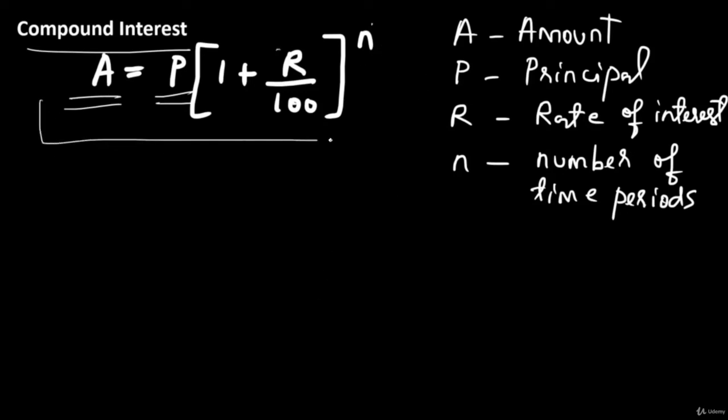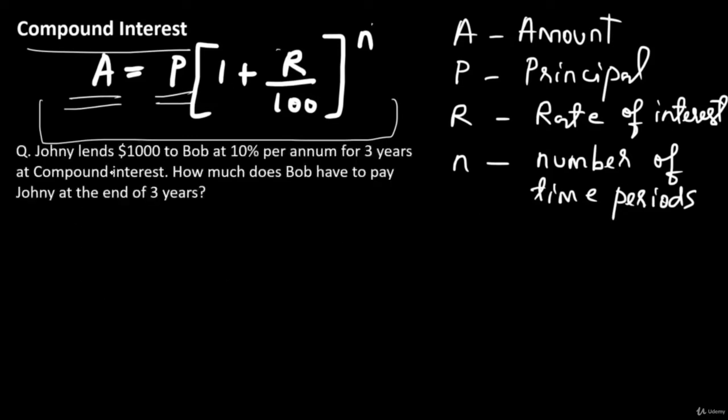All right, now as any formula, the best way to learn it is by applying it in a problem. So over here I have a problem. Johnny lends $1,000 to Bob at 10% per annum for 3 years at compound interest. All right, how much does Bob have to pay Johnny at the end of 3 years? So this is what we are trying to learn over here. And remember, before we go ahead and apply the formula, we have already seen how you can do this by using the successive percentage change, right?